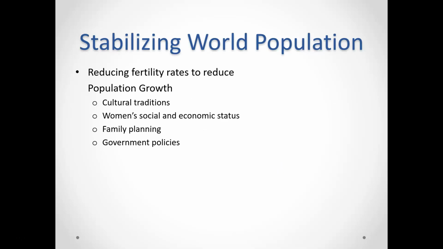But to reduce fertility rates, there's so much more that goes into it. We have to look at why that population is growing so quickly. A lot of it comes down to cultural traditions, expectations for larger families, or the preference to have male children. We also have to look at the role women play in a society. Their economic and social status is incredibly important. And then also whether or not family planning services are available to help reduce fertility rates.